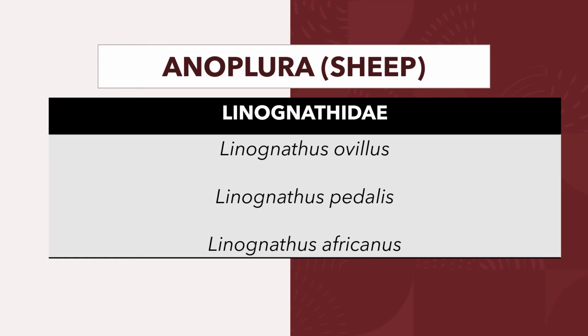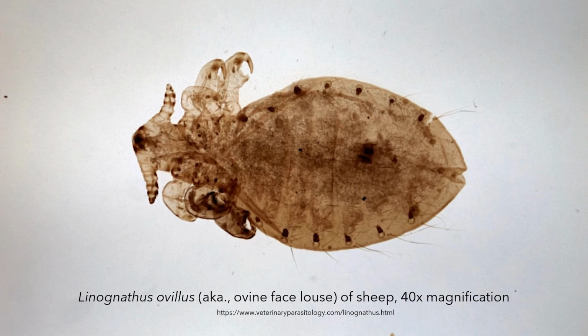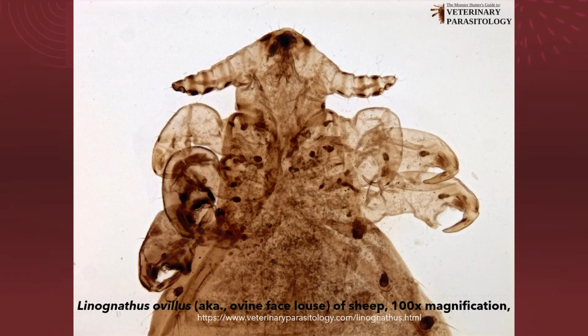Sheep are infested with the sucking lice from the Linognathidae family. These include the Linognathus ovillus, Linognathus pedalis, and the Linognathus africanus. This diagram shows the sucking lice of sheep Linognathus ovillus, also known as the ovine face louse, 40 times magnification. This is a closer look of the Linognathus ovillus of sheep at 100 times magnification.